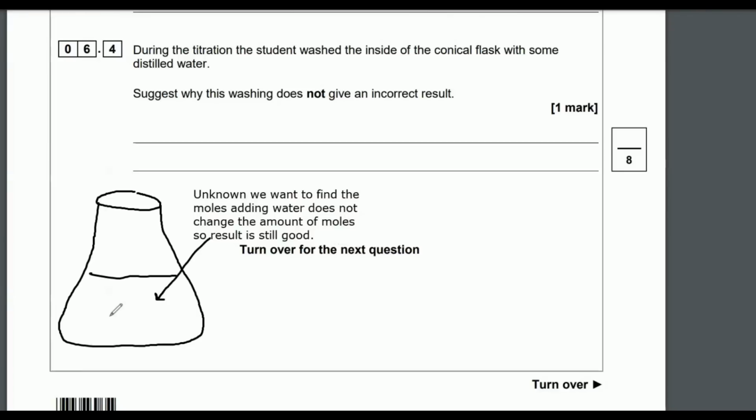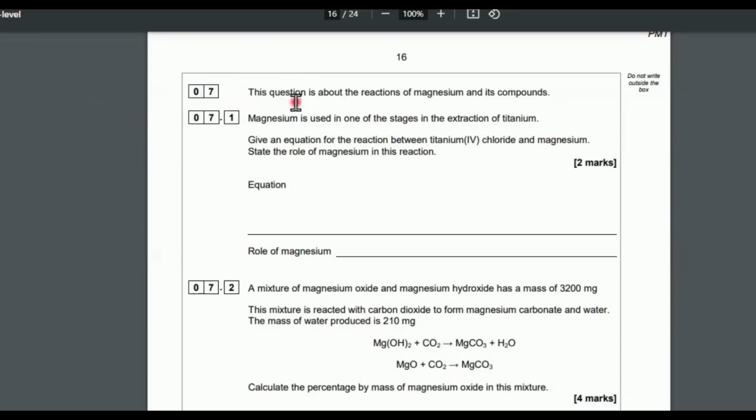Okay, let's move on to the next question. So question 7, this question is about the reactions of magnesium and its compounds. Magnesium is used in one of the stages of extraction of titanium. Give an equation for the reaction between titanium 4 fluoride and magnesium. State the role of magnesium in this reaction.